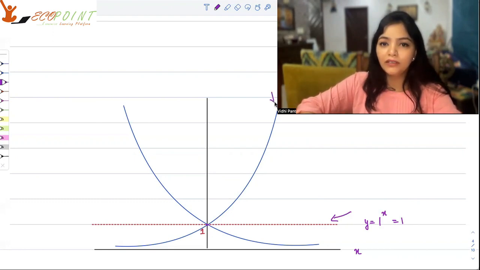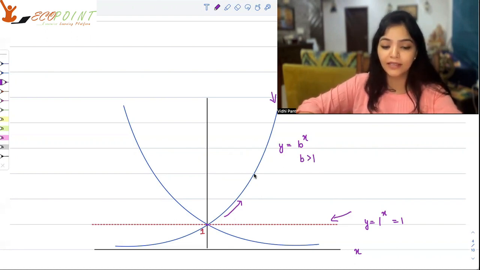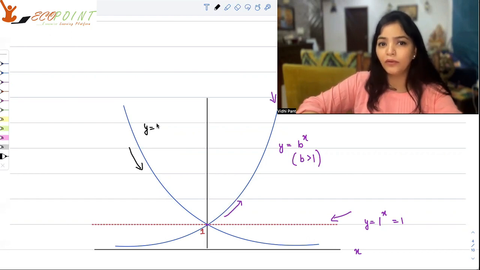Now let me take you through this graph. Clearly, here the values are increasing. This is the graph of y equals b to the power x, where b is greater than 1. It's an increasing graph as x increases. So that's what is happening here. On the other hand, can you see this decreasing graph? This decreasing graph is again y equals b to the power x, but when b is a fraction between 0 to 1, it's decreasing in x.